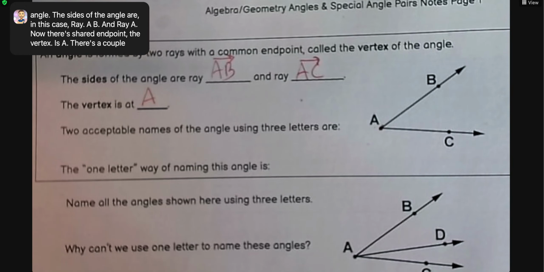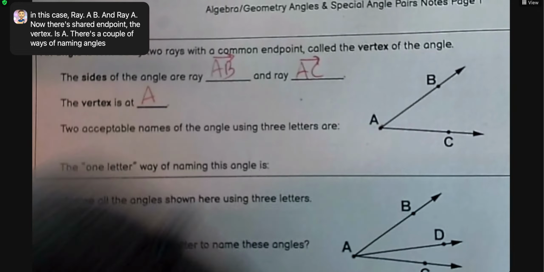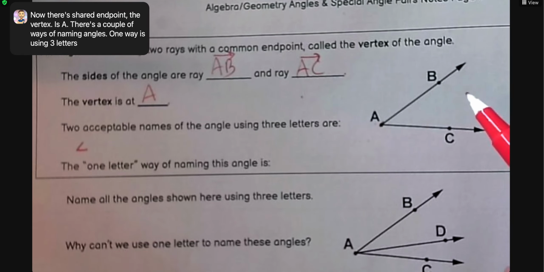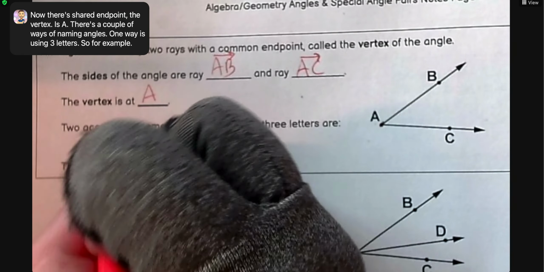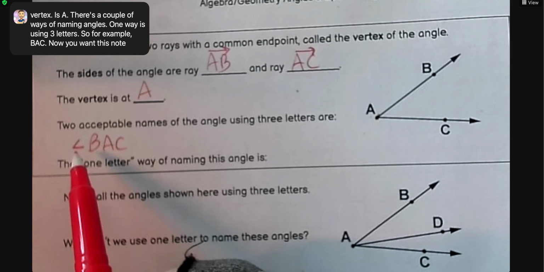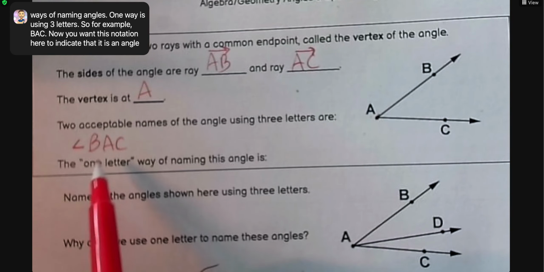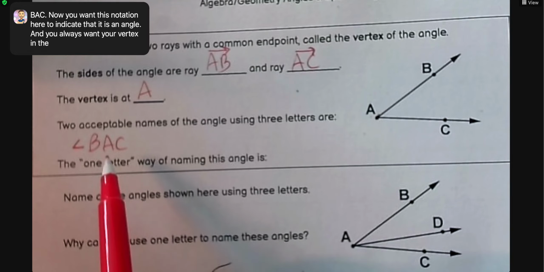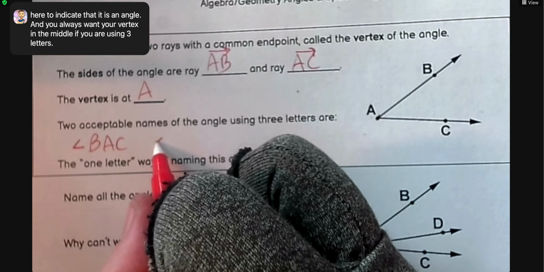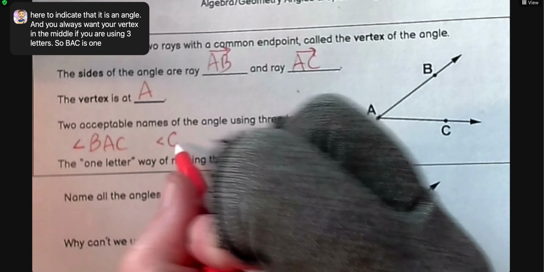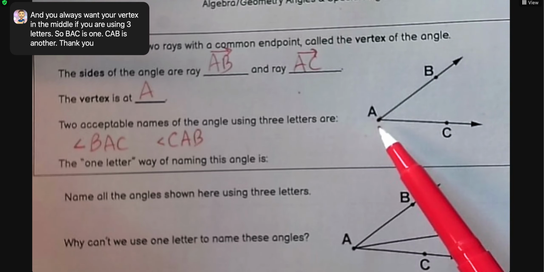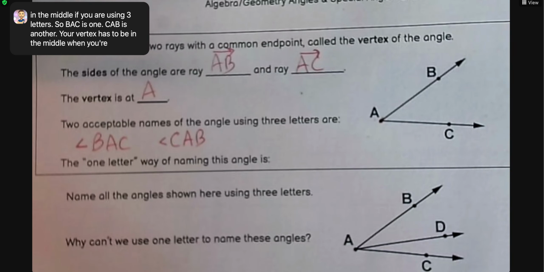There's a couple ways of naming angles. One way is using three letters. So, for example, BAC. Now you want this notation here to indicate that it is an angle, and you always want your vertex in the middle if you are using three letters. So BAC is one, CAB is another. Your vertex has to be in the middle when you're naming it.